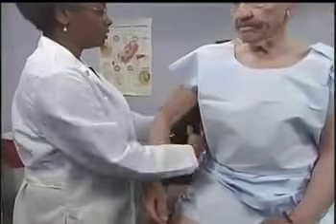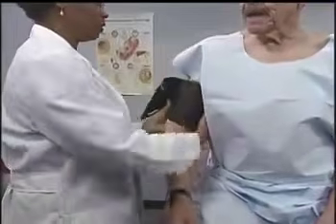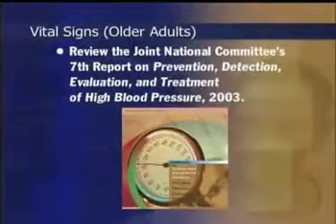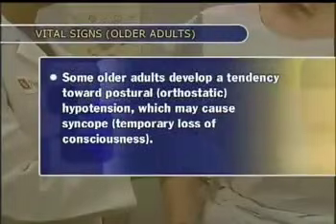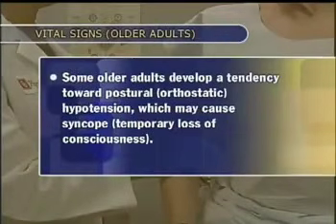To help you with early detection and treatment of hypertension, review the Joint National Committee's 7th report on prevention, detection, evaluation, and treatment of high blood pressure, released in 2003, which describes the 4 categories for classifying blood pressure. At the other extreme, some older adults develop a tendency toward postural or orthostatic hypotension, which may cause syncope or temporary loss of consciousness.